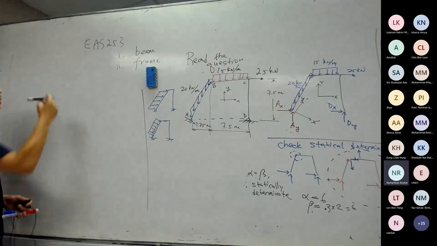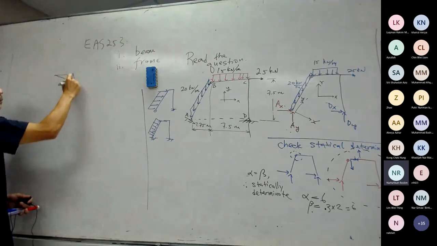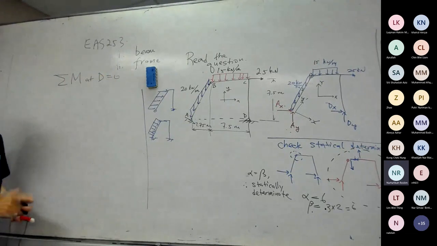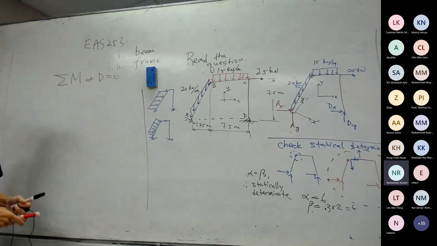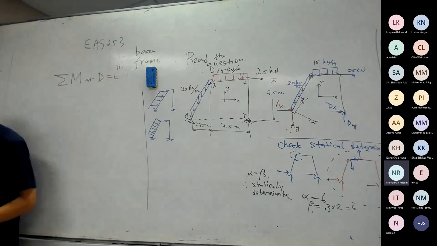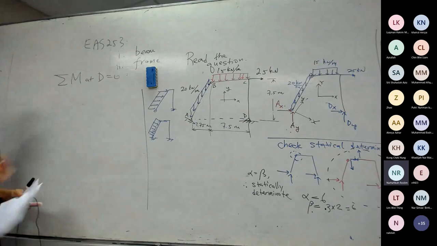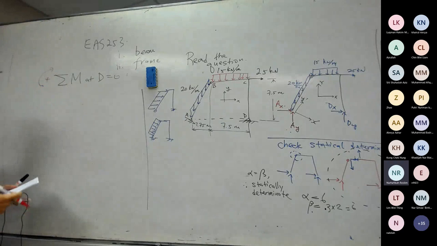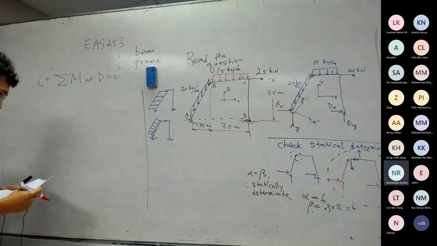So, I take summation of moment at point D equals zero. Summation of moment at point D equal to zero, so then you can write down. So let me write down the equilibrium equation first. So first we get to AY.